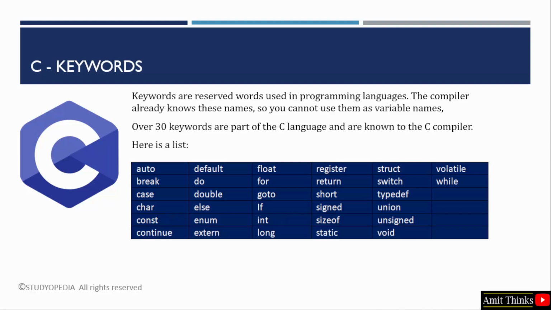Now let us see what keywords are. I just related identifiers with keywords, and I told you that keywords are reserved words. Over 30 keywords are part of the C language. You cannot use keywords as identifiers, that is, you cannot use keywords as variable names or function names. Here is a list of keywords that are known to the C compiler. Some of these we will discuss in the upcoming lessons. We saw int, char, float before. These are also reserved in C. That is, reserved words are called keywords in C. These are keywords in C language.